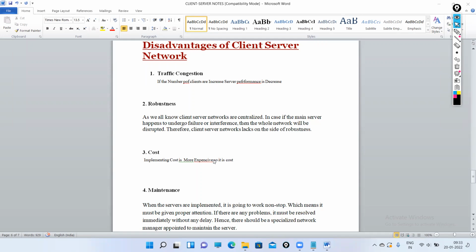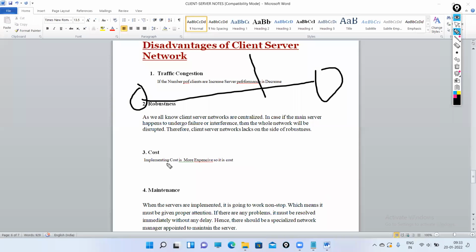Implementing cost is more expensive. For example, if you want to implement a client server architecture, the client server model, it will take more money. It will be more expensive. So it is cost. Implementing cost is more expensive. That was cost.